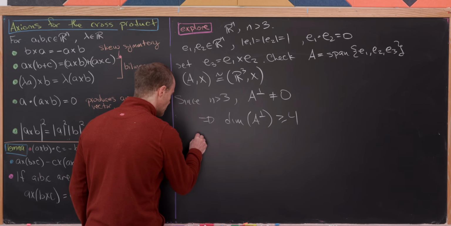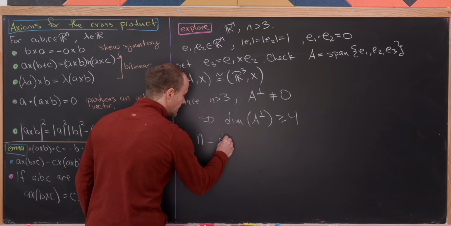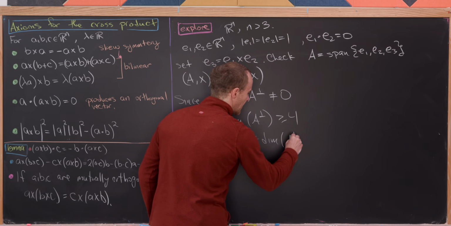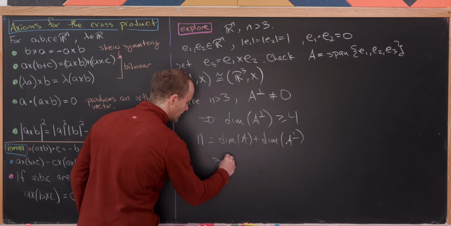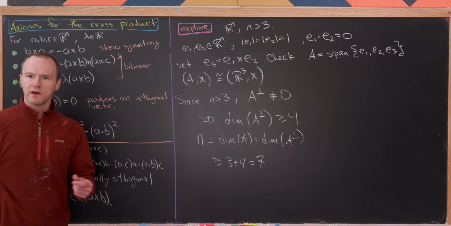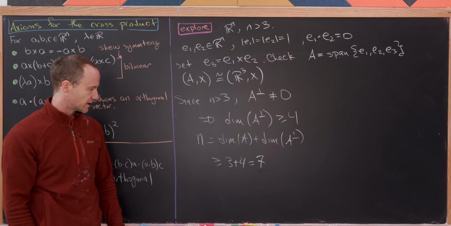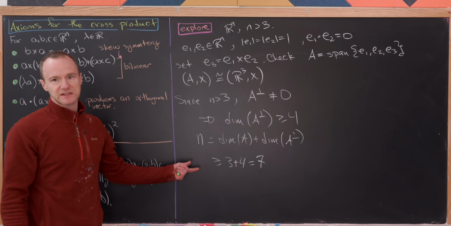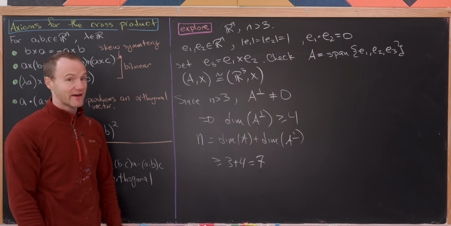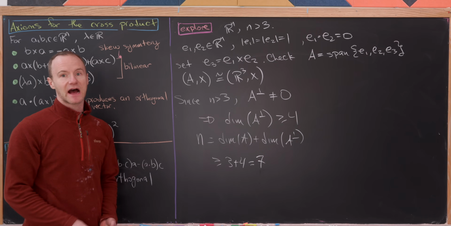But then also, we know that n, which is the dimension of Rn, is equal to the dimension of A plus the dimension of A complement, which is bigger than or equal to 3 plus 4, which is equal to 7. So immediately we see that there's no 4, 5, or 6 dimensional cross product because of this fact right here. So next up, let's exhibit a 7-dimensional cross product and see if we can find any at higher dimension.